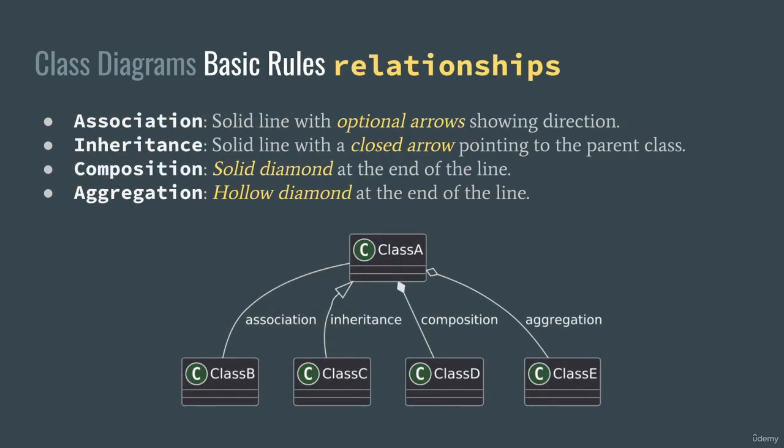Class diagrams also adhere to basic rules of relationships. Association is shown with a solid line and optional arrows to indicate direction. Inheritance is depicted with a solid line and a closed arrow pointing to the parent class. Composition uses a solid diamond at the end of the line. Aggregation is represented by a hollow diamond at the end of the line.